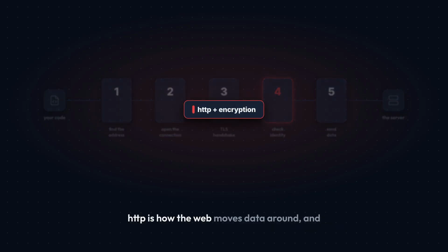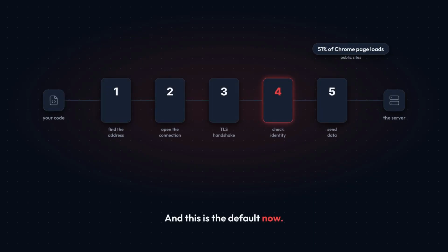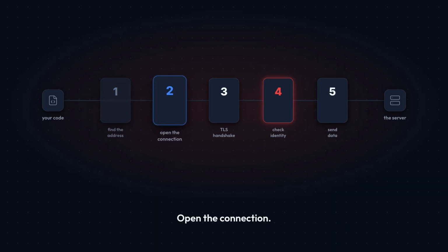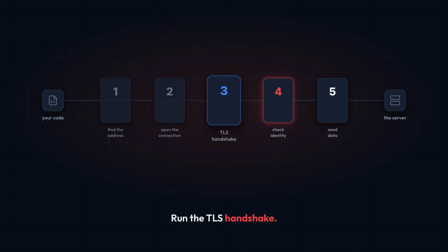HTTP is how the web moves data around, and HTTPS is that with encryption on top. One more layer so nobody can read the contents without the key, and this is the default now. On public sites, more than 98% of the pages Chrome opens are already HTTPS. Find the address. Open the connection. Run the TLS handshake. Check the identity, and only then send data.